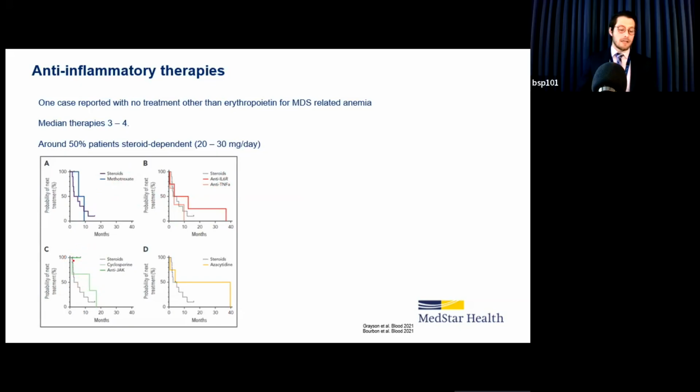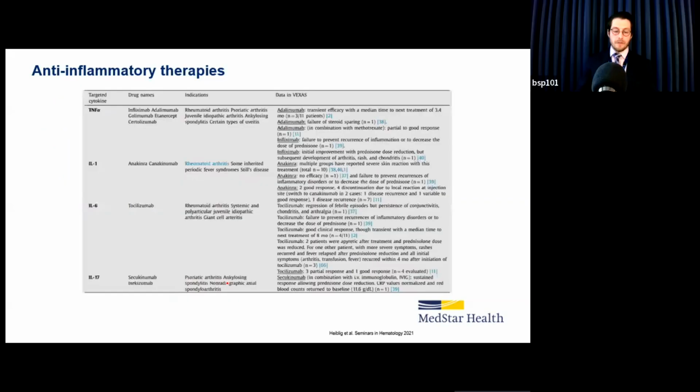JAK inhibitors didn't reach the median, but this was obviously a very short follow-up, and I'll talk a little bit more about this. And then azacitidine has also been promising, although with a very wide range among patients. Some needed another treatment around 8 months, but some of them reached close to 40 months without needing a treatment.